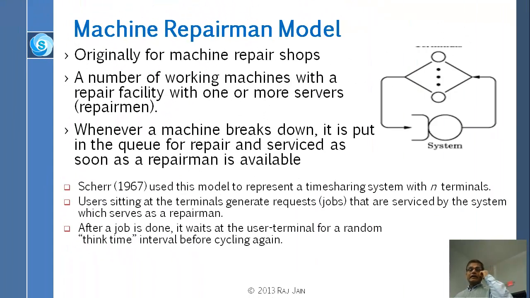Anyway, one of the models that we use quite often is called the machine repair model. It was used originally very much, because it applied to batch systems. In a batch system, you had a number of users who would submit a job, and when the job came out, they sat down and thought for some time and then submitted the second job. So what you have is a central server, and a number of users submitting the jobs. This is called the machine repairman model.